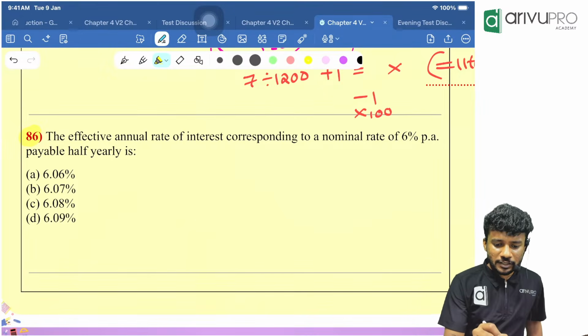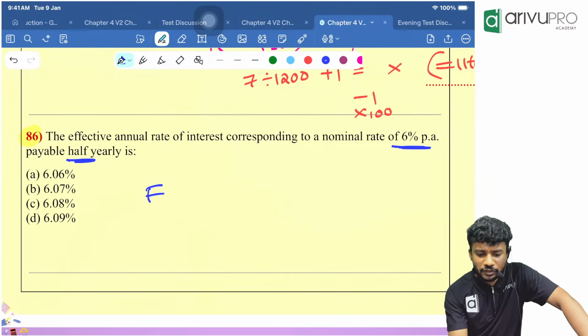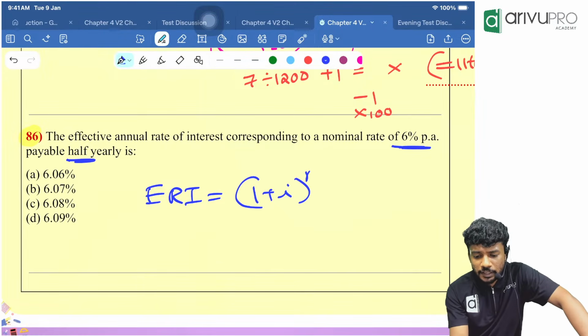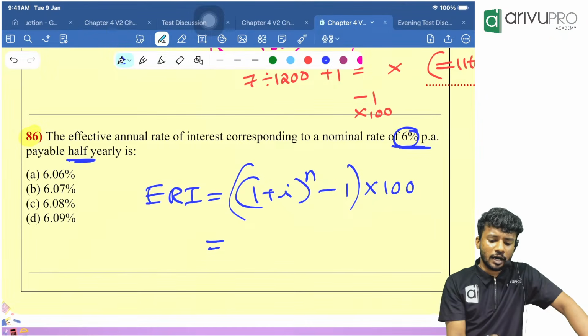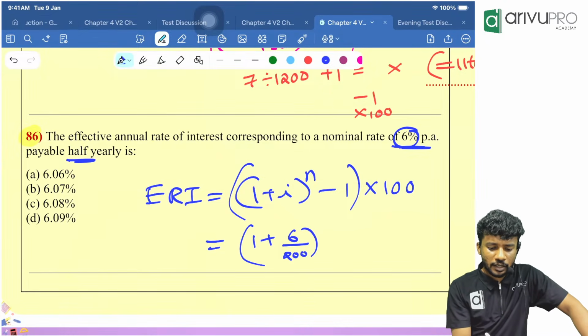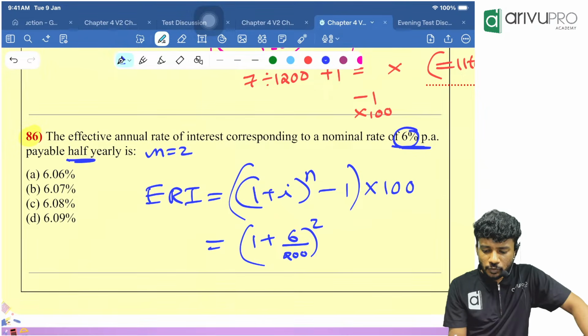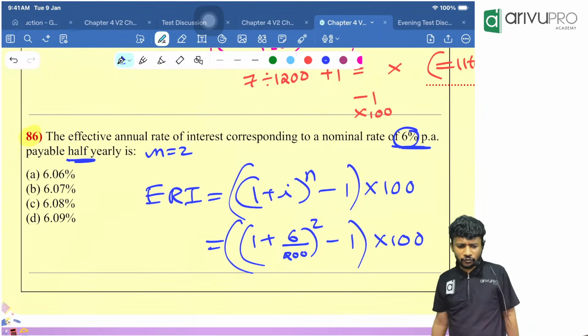Effective rate of interest corresponding to the nominal rate of 6% per annum payable half yearly. How to find that effective rate of interest? ERI is nothing but (1 plus i) the whole power n, minus 1, into 100. That is nothing but 1 plus i. i is how much over here? Half yearly, right? Can I write it as 1 plus 6 divided by 200, the whole power. n is how much over here? Half yearly means n will be equal to 2, minus 1, into 100. Take your calculator. Go for the answer. Please try.